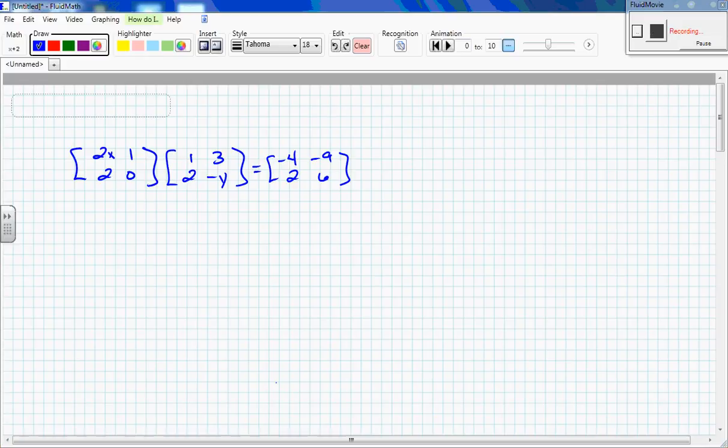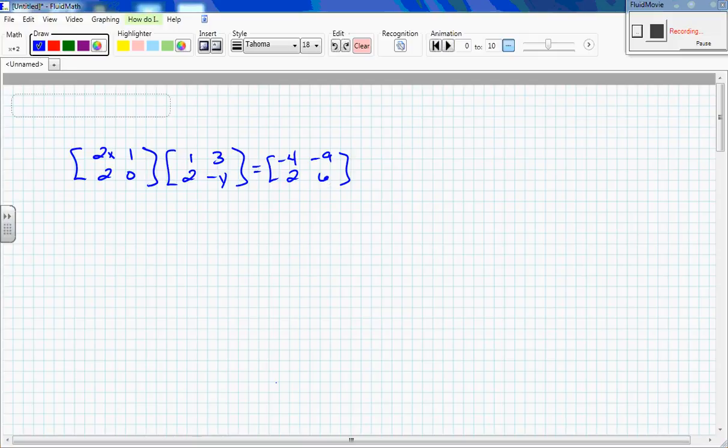Okay, to solve question 55, the first thing we have to do is find, by hand, the product of these first two matrices. The reason we have to do this by hand is because in the calculator we can't use this x and this negative y. So we've got to do that in order to find out what the corresponding elements are that equal -4, -9, 2, and 6.